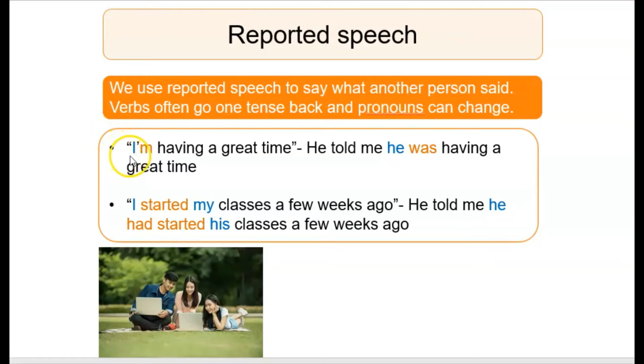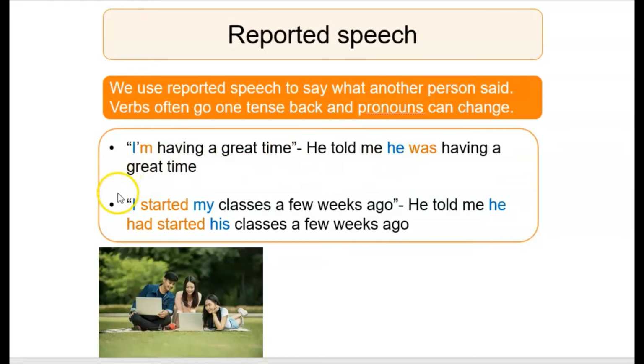Direct speech: I'm having a great time. Imagine my student, this is what he said directly to me in the email. I'm having a great time. Now I report this to you, and I say, he told me he was having a great time. So the tense goes back one, from am to was, and also the pronoun changes. So I am having a great time changes to he told me he was having a great time.